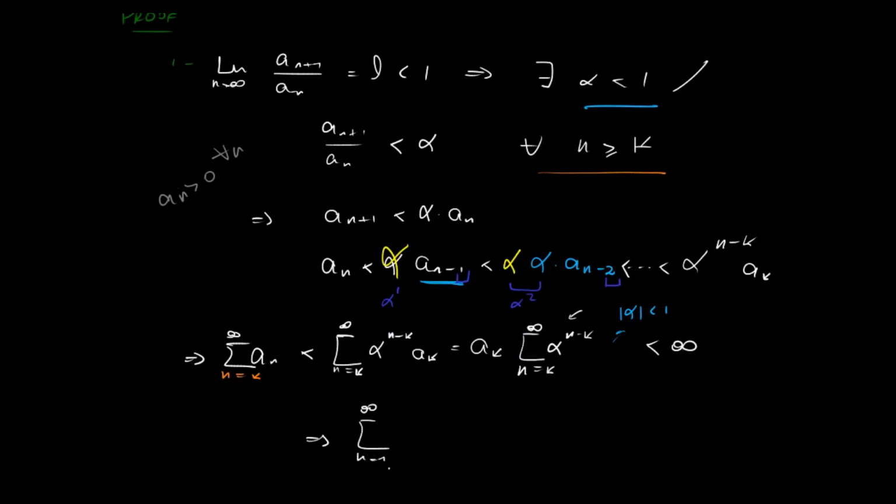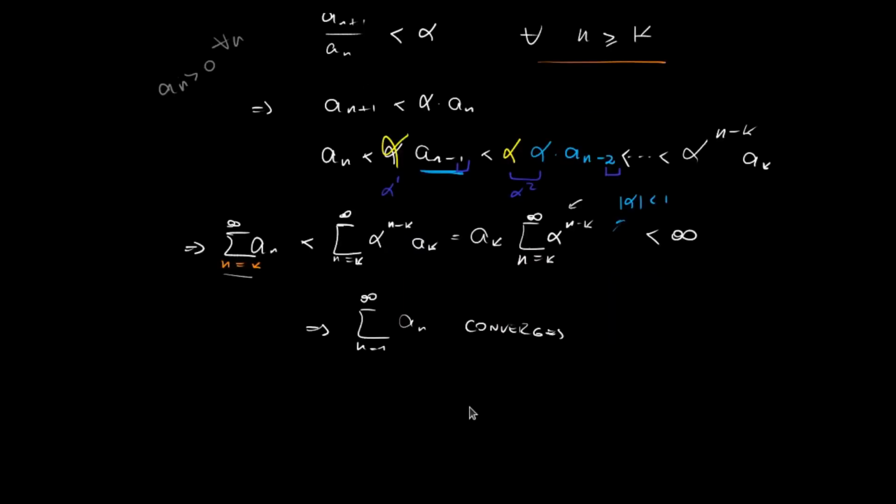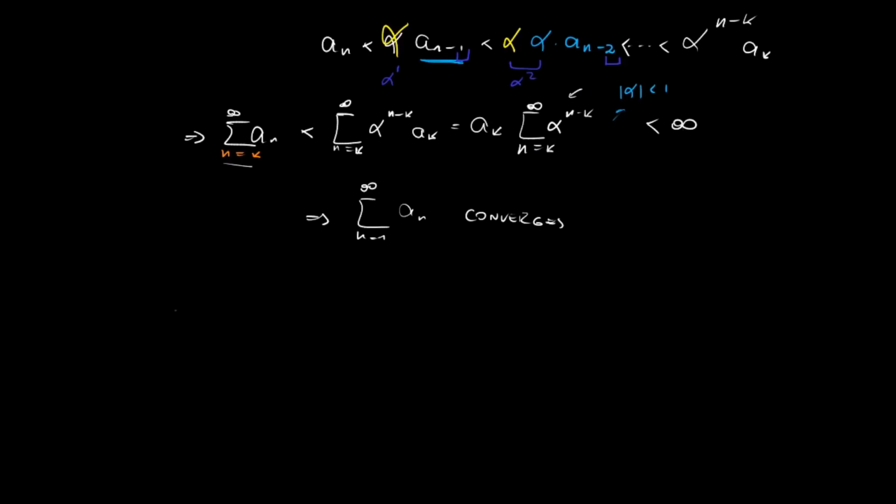And so our series is smaller than another one that converges, and so the sum, we can now add the other k terms we were removing here, and it's okay because it's still a finite sum, so the sum of a sub n converges. Now let's try and prove number 2.